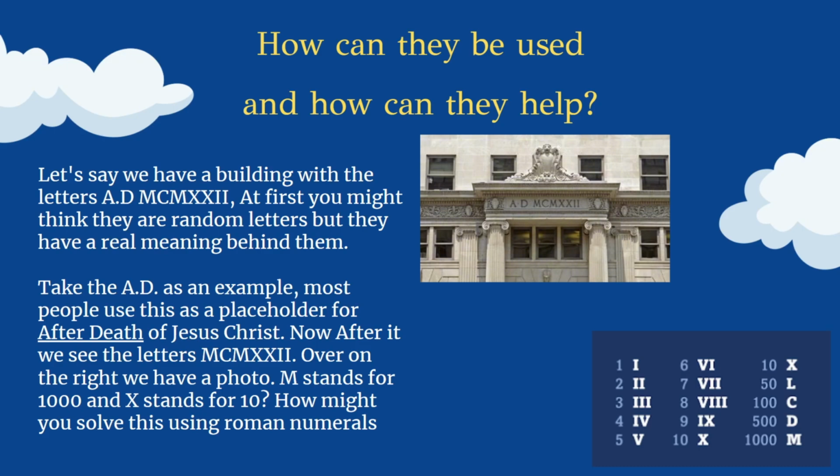Take the AD for example. For most people, this is a placeholder for after death of Jesus Christ. Now, after that we see the letters M, C, M, X, X, I, I. Over on the right, we have a photo here that shows the values of each letter in Roman numerals. How might you solve this using Roman numerals? I'll give you a few seconds to decide.